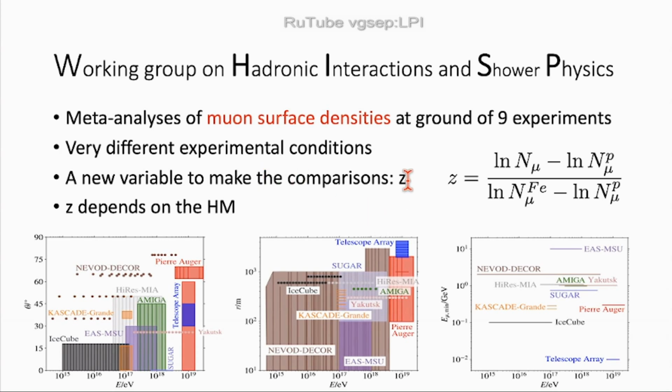So this new scale was created, which is Z, which is the number of muons relative to the predictions for proton, divided by the relative difference between iron and proton. So this is a number that goes between 0 and 1: 0 if it coincides with the proton predictions, the same number of muons as in proton, and 1 if you measure the same number of muons as an iron shower.